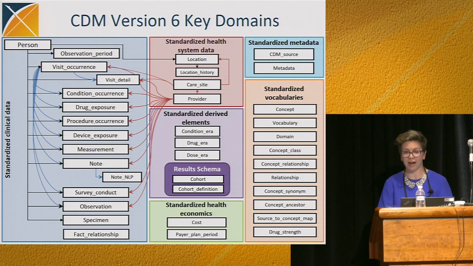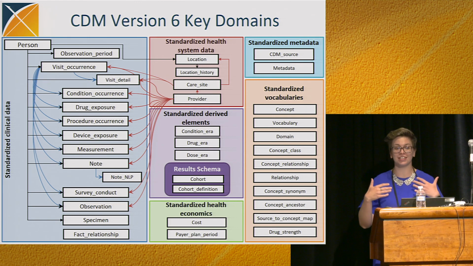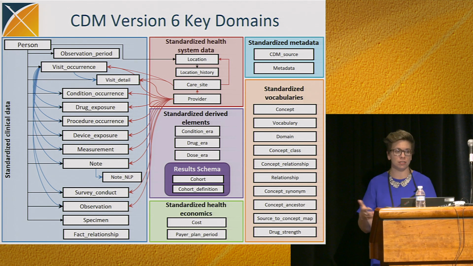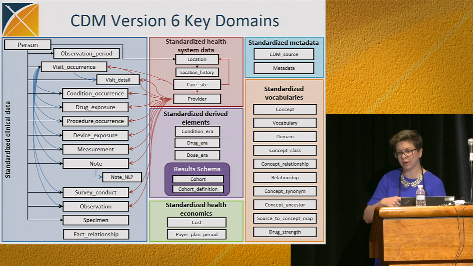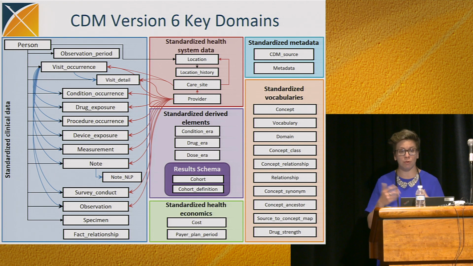There's also standardized health economic data. That's that green section on the bottom. So if you're interested in doing economics, understanding the cost of care for patients, we have standardized tables for maintaining that data as well. At the top here, we have standardized metadata. So this is data about data. So we have the CDM source table. This table will actually tell us a little bit of information about the CDM that you're currently looking at. So on what data was it run, when was it run, who ran it, what vocabulary did it use, so just some high-level information so you know what you're looking at. Maybe you're looking at the outdated version of the CDM, and the CDM source table might help you figure that out.